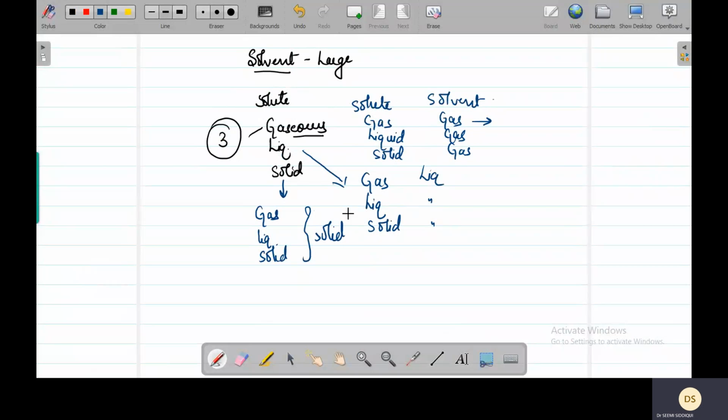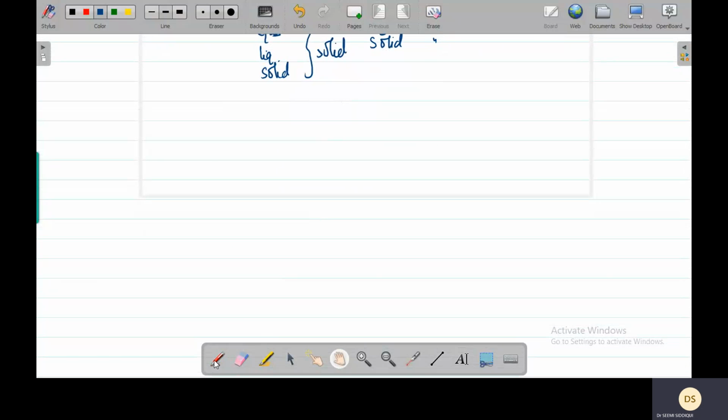Now, in total how many have we done? We have done the 9 types. Among the 9 types, for us only 3 are important which we are going to study. That is your solid-liquid solutions, liquid-liquid solutions, and the gas-liquid solution.